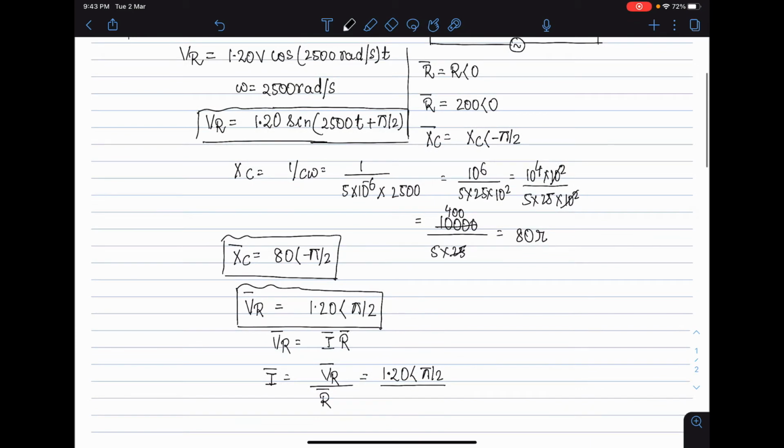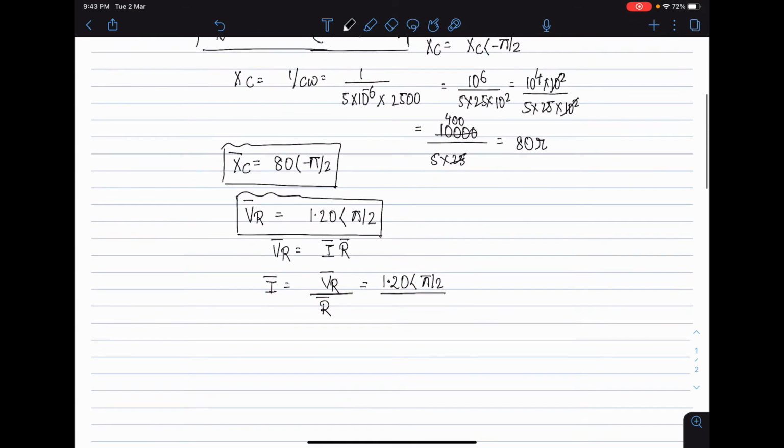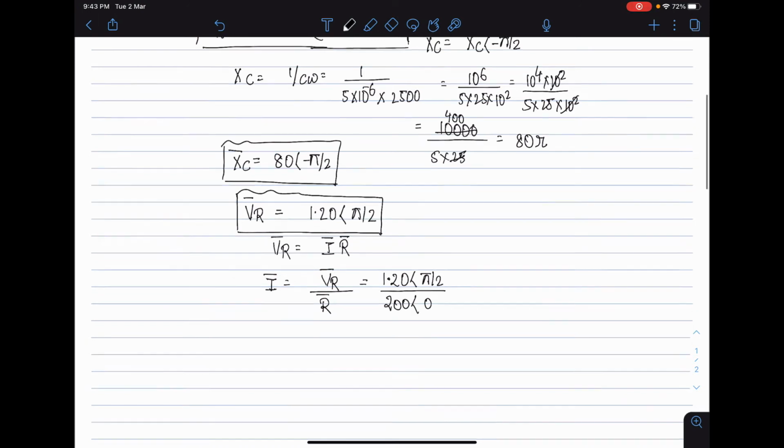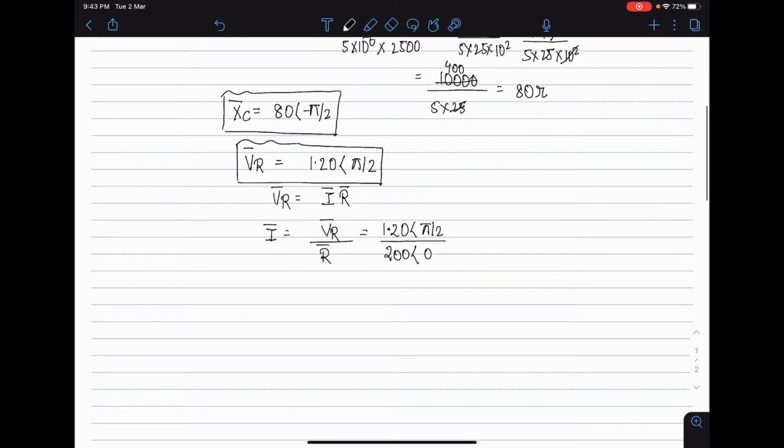And what is R phasor? R phasor, if you observe here, 200 angle 0. So 200 angle 0, right? So this becomes equal to 1.20. So we can write this 1.2 divided by 200, right? And angle pi by 2 divided by angle 0, that will be angle pi by 2 only. So this becomes 6 into 10 to the power minus 3, angle pi by 2.